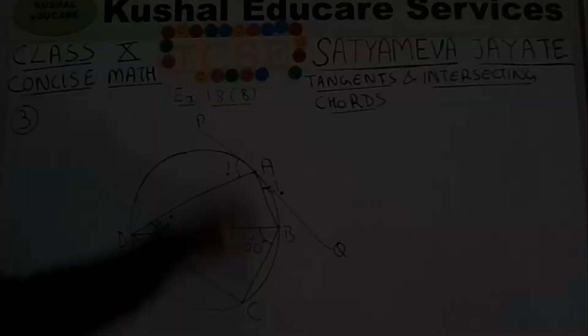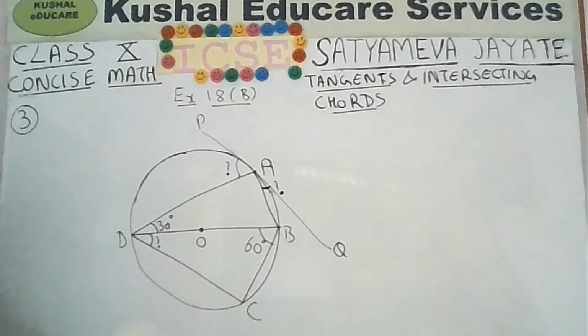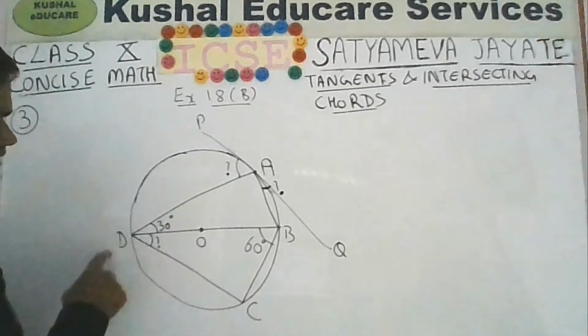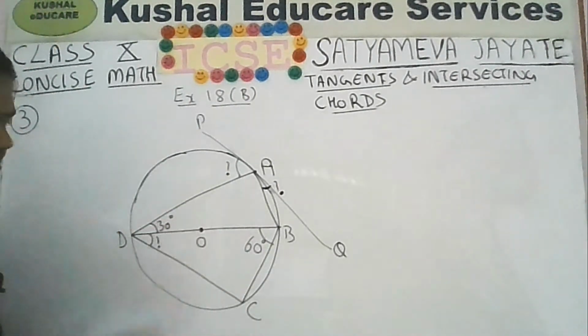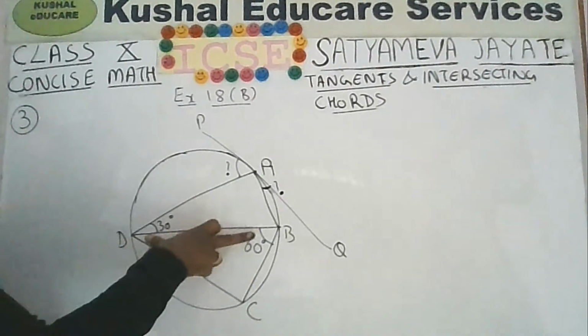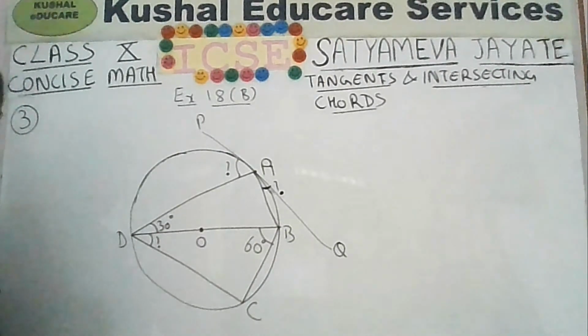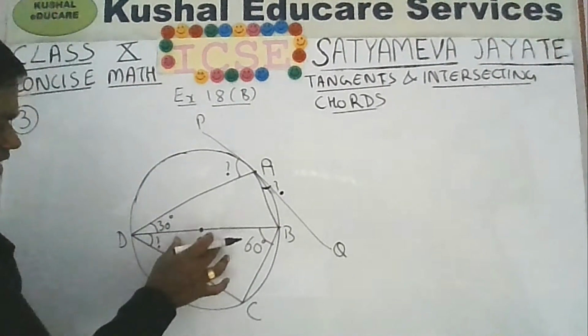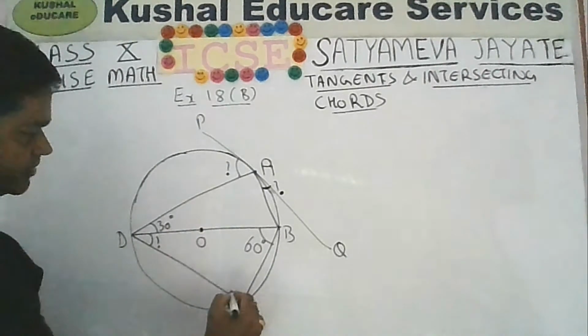Okay. So this is the figure given for question number 3. So you should be able to recall one theorem from the previous chapter. It has been given that DB is the diameter and O is the center. So the theorem is that the angle in the semicircle is 90 degree. The largest chord is the diameter DB. So if DB is the diameter, then this angle will be 90 degree.